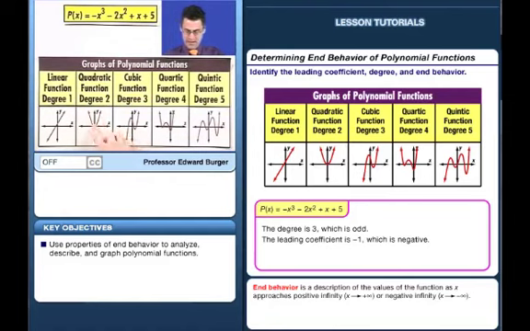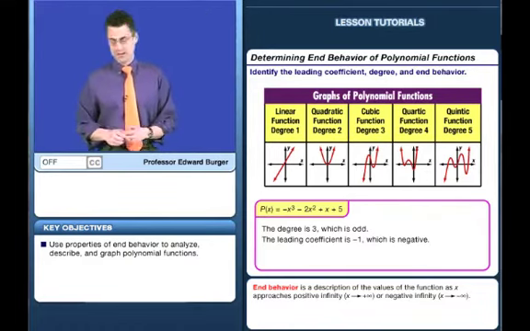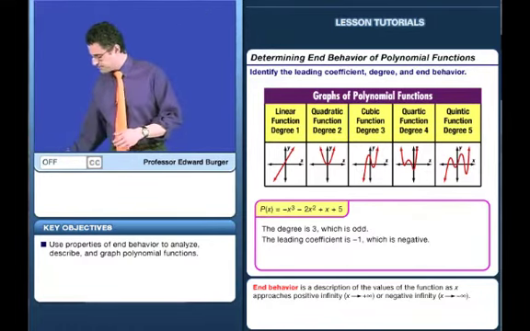Well, we've seen happy-faced parabolas and sad-faced parabolas, and we've seen there that that's determined by the sign of the coefficient on the x squared term. But it turns out that's true with all of these. Of course, they don't look like happy faces anymore, although you can think of them as happy faces.